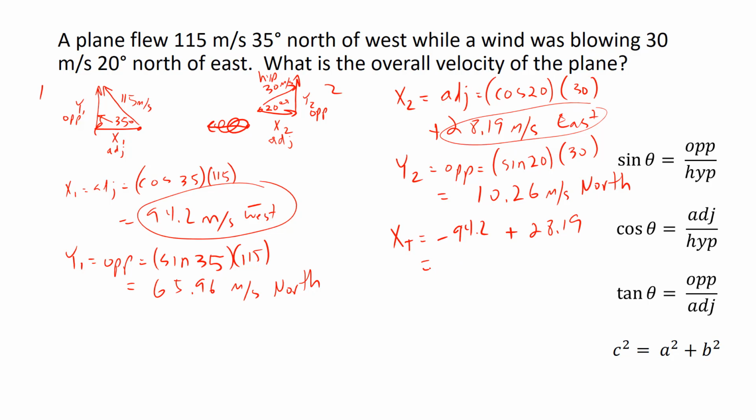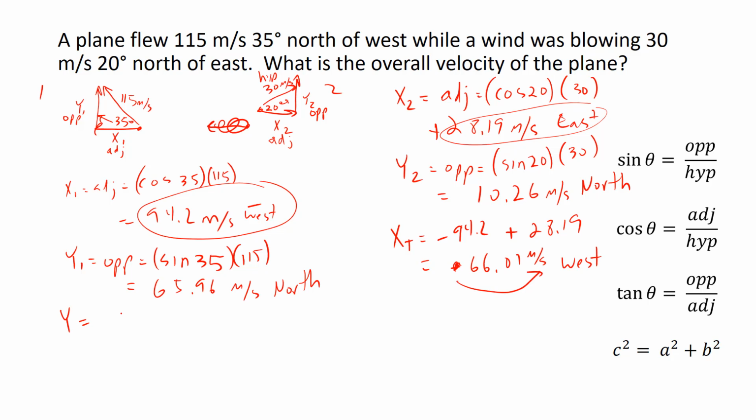So our x total is going to be negative 94.2 plus 28.19 equals, and it ends up being negative 66.01, but I'm going to erase that negative and make it what it was in the first place. It was west. So a negative x is going to be a west. So this is one of my vectors. And then I'm going to finish off this y vector.